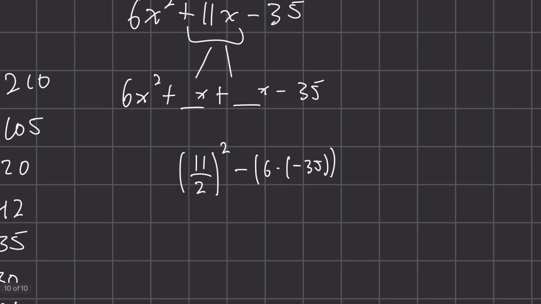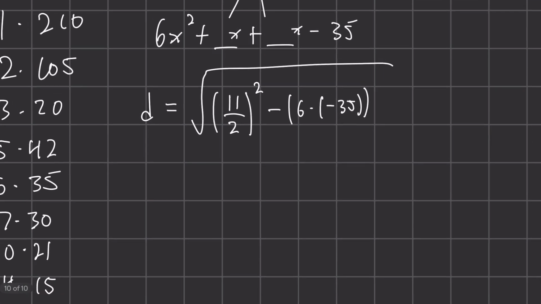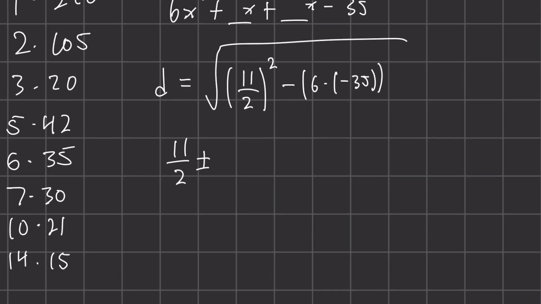And now once you have done all that, we're actually going to square root that number. And then at the front, when we have this value, we'll call it d. Then we actually just get half of the middle coefficient, which is in this case 11 over 2, because that's our coefficient here. And we're just going to add and subtract that whole value.